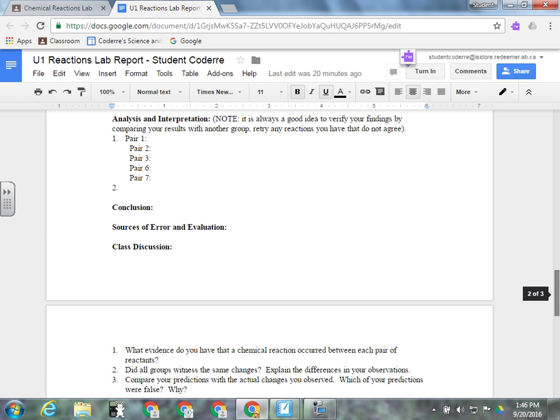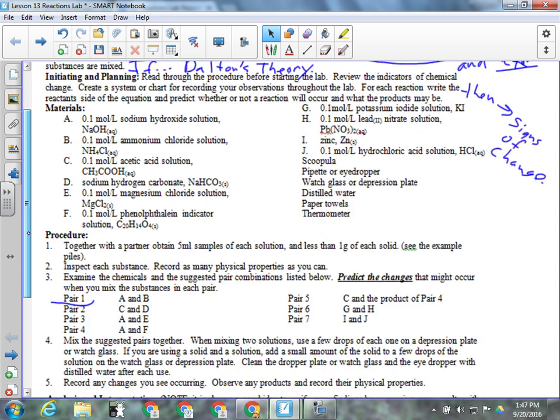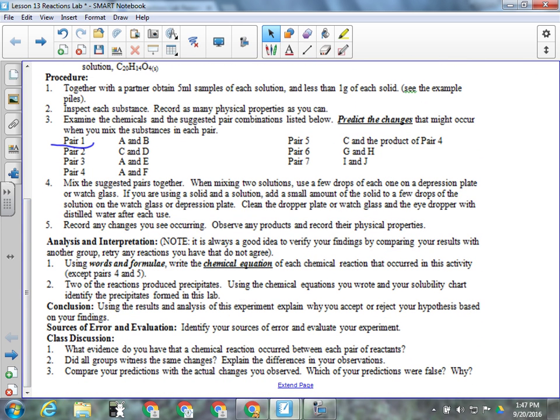And then for the analysis, you're writing out the actual reactions, formulas and words, both forms, balanced properly, types identified. That's your main job in the analysis and interpretation. There's one other question in the analysis and interpretation, and it has to do with the precipitates. 2 of the reactions are going to produce precipitates, and you need to figure out from your reactions which products were not soluble using your solubility chart. We'll talk more about that when we do the lab.